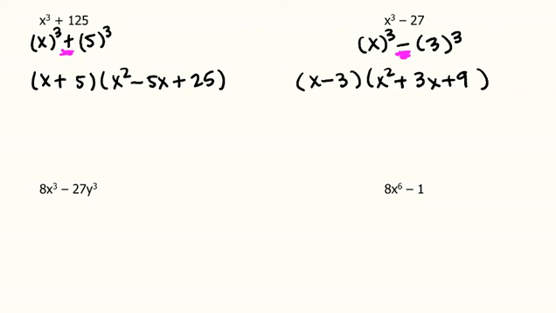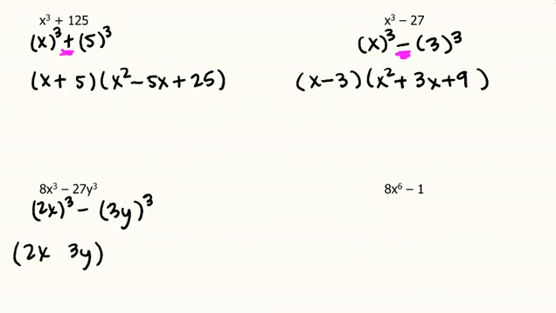This one down here, 8x to the third is a cube, 27y to the third, also a cube. So 8x to the third is 2x taken to the third power. Negative 27y to the third, that's minus, that would be 3y taken to the third power. So I've got 2x and 3y.